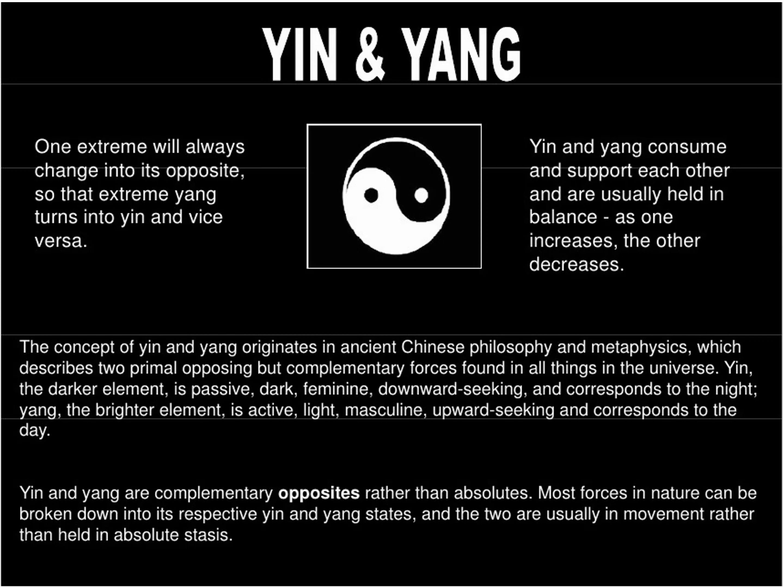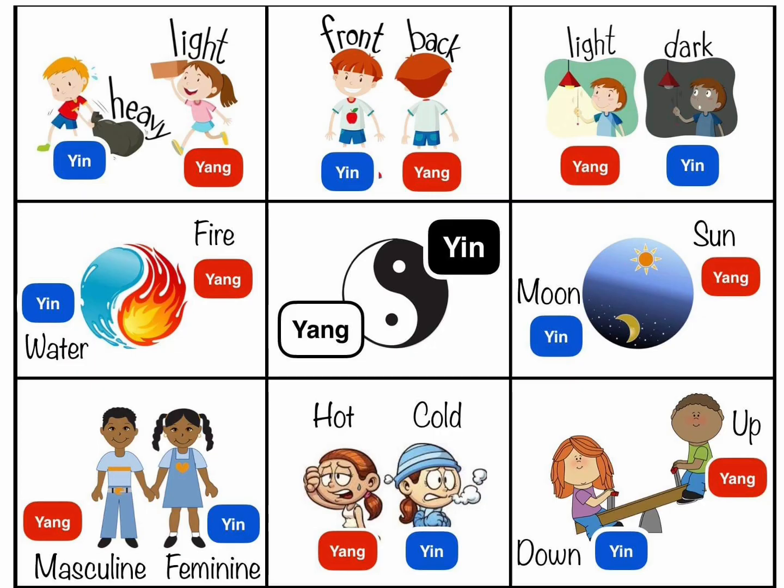At the top of the symbol, as yang swells, yin contracts. At the bottom, yin swells as yang contracts. The ideal situation is when there is an equal balance between the two, as that is when harmony is achieved.